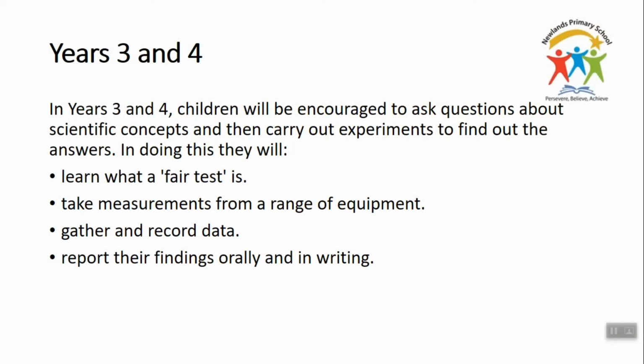Now let's have a look at Key Stage 2 Science. Years 3 and 4. In Years 3 and 4, children will be encouraged to ask questions about scientific concepts and then carry out experiments to find out the answers. In doing this, they will learn what a fair test is, take measurements from a range of equipment, such as thermometers and data loggers, gather and record data, including in bar charts, tables, and labelled diagrams, and report their findings orally and in writing.